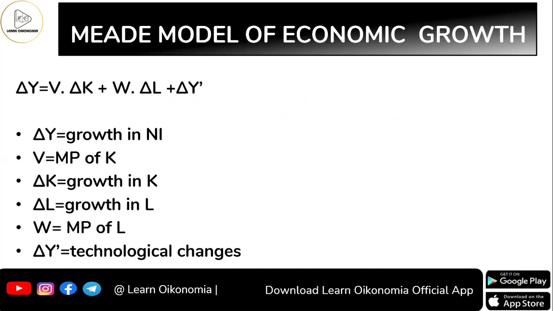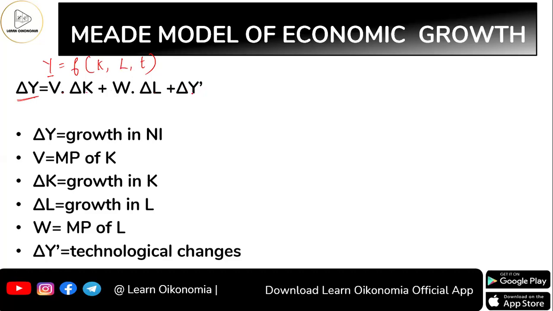Here, we have already said that the modified production function that Meade was using was Y is equal to function of K, L, and T, right? Here, you need to bring about changes. So what will be the change in income? Change in income is indicated by delta Y. Delta Y is equal to V times delta K plus W times delta L plus delta Y dash.